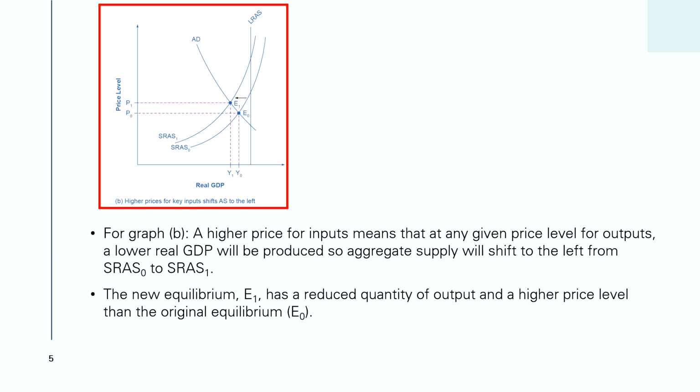This combination of lower real GDP and high unemployment together with rising prices is known as stagflation. It's one of the most challenging situations for policymakers because efforts to reduce inflation may worsen unemployment, while efforts to increase output may worsen the inflation.